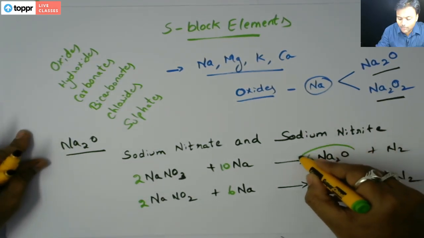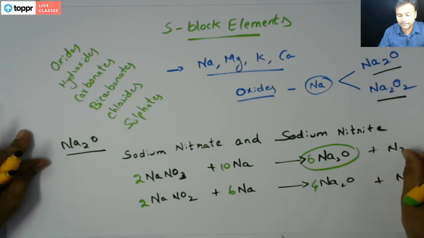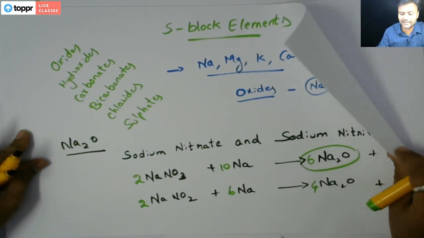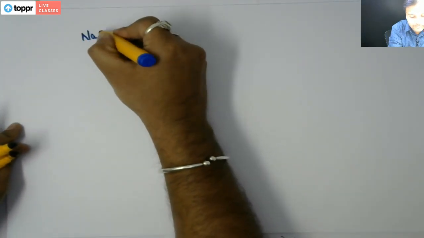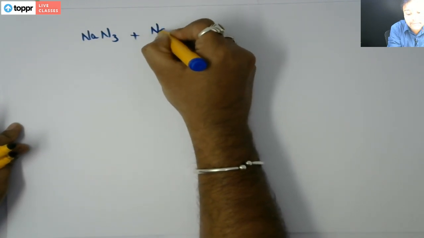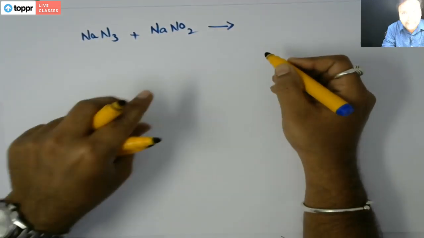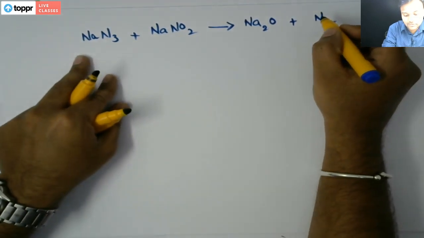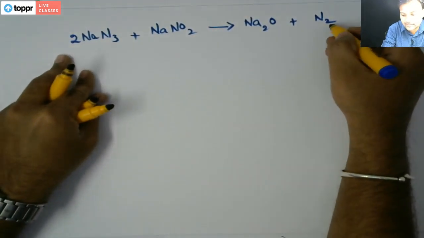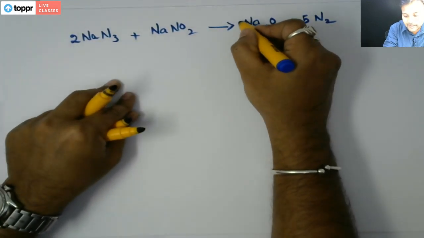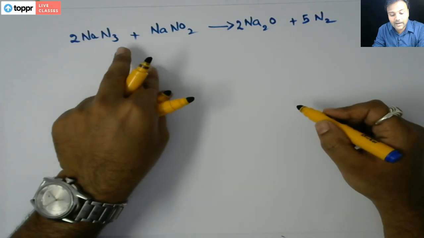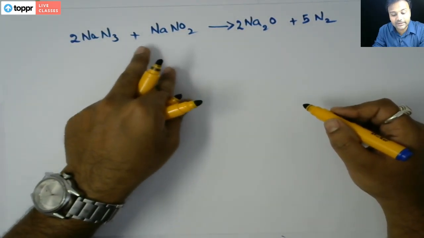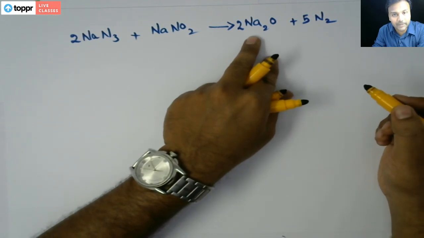But the purest form of sodium oxide can be prepared with the help of sodium azide. What is azide? How many nitrogens are in an azide? 3 nitrogens. Sodium azide, when treated with sodium nitrite, gives the proper sodium oxide plus N2. Here again you have 2, because of the elimination of nitrogens, 5 here and again 2 here. So when sodium azide is treated with sodium nitrate, the purest form of sodium oxide is obtained.